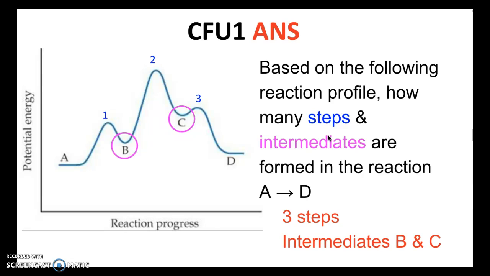Great, so the answer is there are 3 steps. Remember, we just count the number of peaks, 1, 2, 3. And the intermediates are B and C because those are in the valley positions between reactants and products.